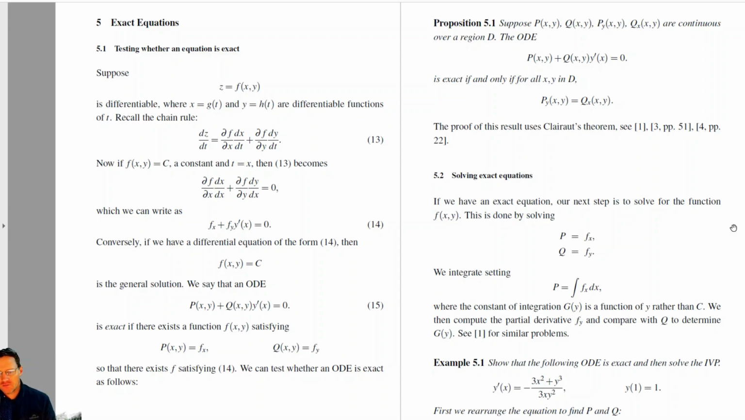exact. If we have an exact equation, our next step is to solve for the function f of x and y. This is done by solving two partial differential equations. P equals f subscript x and q equals f subscript y. Now we do this just by integrating. So we take, say, the top equation here, p equals f subscript x, and we just integrate that.